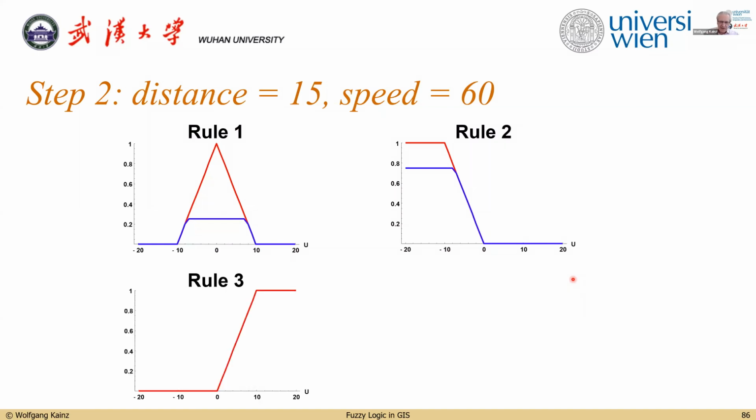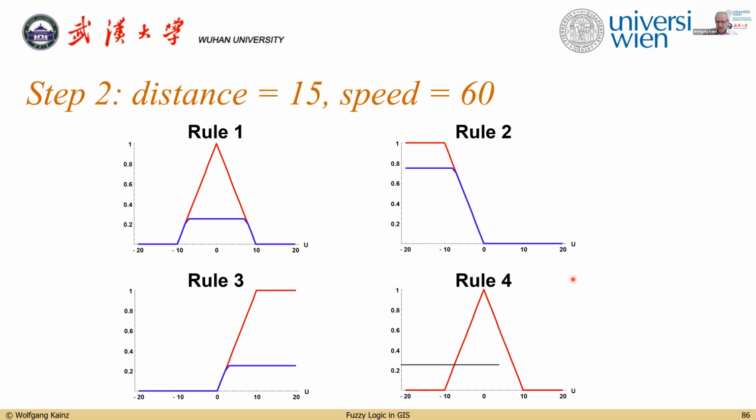Rule number 3 said increase the speed. And the minimum was 0.25. So we cut this increase speed at 0.25, giving this blue line. And rule number 4 said maintain the speed. And the minimum was also 0.25. So we cut at 0.25. So we have now completed step number 2.